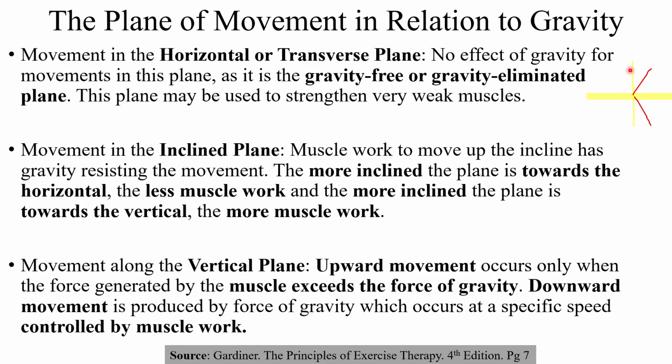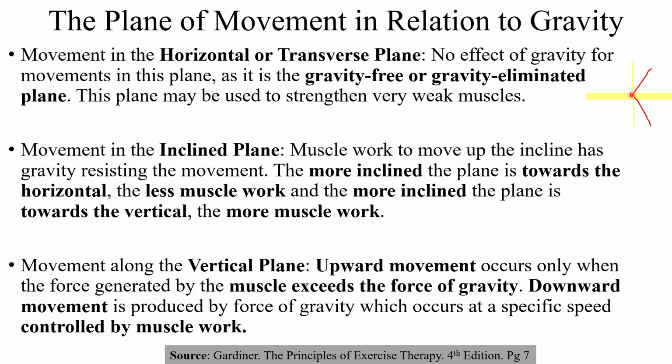Now, the vertical plane means two things. One is movement away from gravity, which is called concentric muscle work. The other is movement towards gravity, which is called eccentric movement. When it is against gravity, the muscles have to generate a good amount of force to allow the movement to happen. Likewise, when it is towards gravity, the muscle has to do controlled work so that there is no fall and the movement towards gravity is controlled. So this is when the movement is in the vertical plane, up and down.